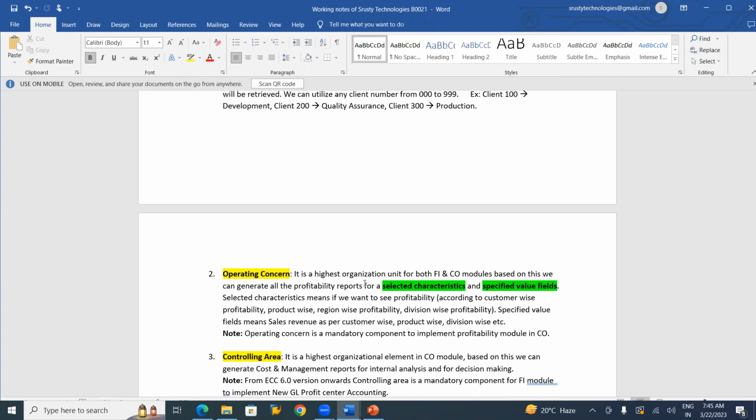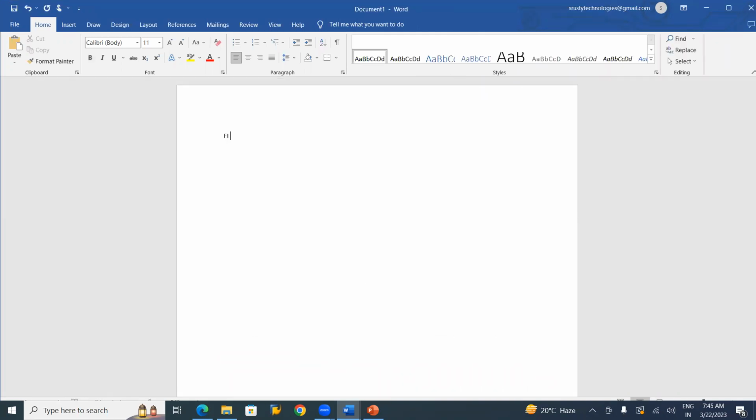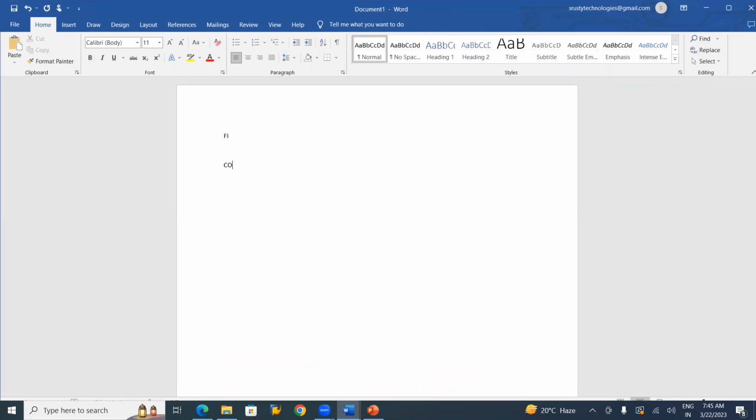What is FI and CO? Whatever module we are doing, what is the FI and CO module? What is the difference between the FI module and the CO module? What is the difference between financial accounting and cost and management accounting? Any idea what is FI and what is CO?